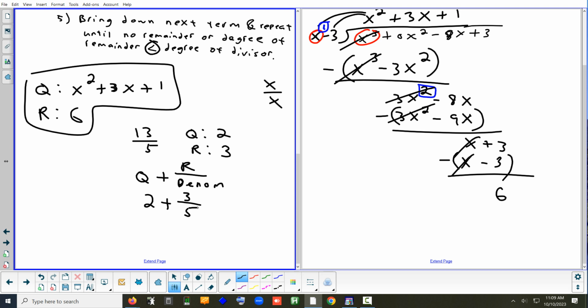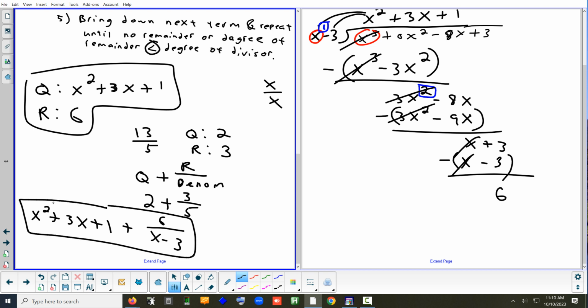Okay? We can do exactly the same thing with a polynomial. Or you would just say 13 over 5. Right, but we're going to have to actually write it out as a quotient and a remainder. So you're going to have to find it and either write it like this or write it as quotient plus remainder, which in this case was 6, over the original denominator, which was x minus 3. Where did you get 2 from? That's how many times 5 goes into 13. Oh. 2.